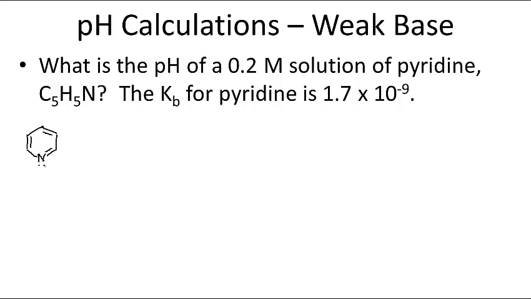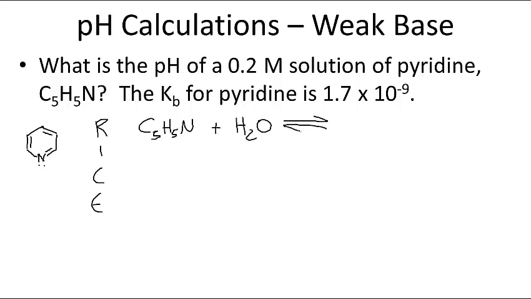So good question. We need an equilibrium. We need an equation to analyze. If we're going to do an ICE chart, we need an equation to analyze. Bases, remember, are proton takers. So they're going to take a proton from water. Anytime you have a Kb, what you need to do is take your base and add it to water, because it needs something to take a proton from.